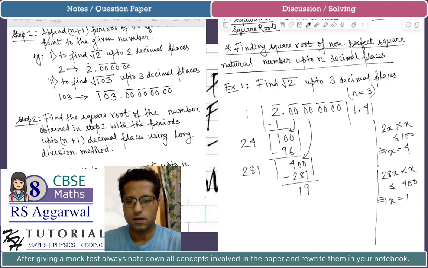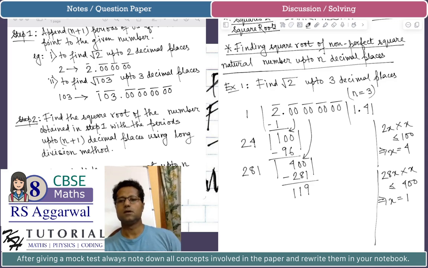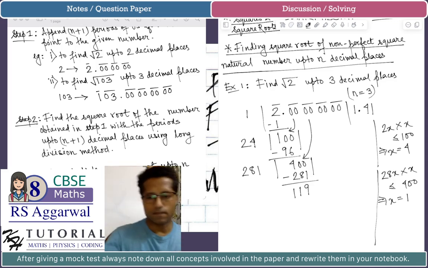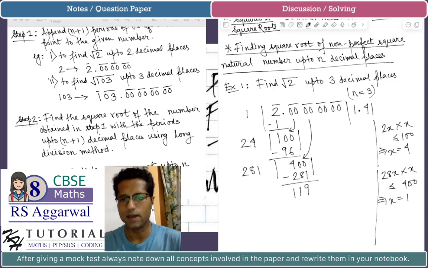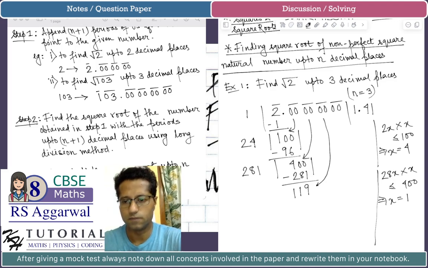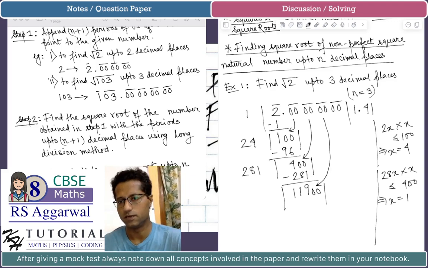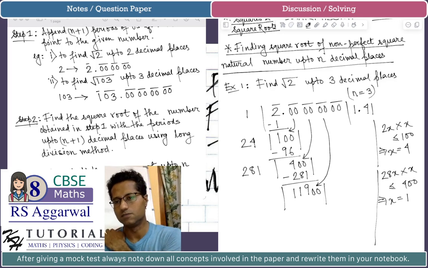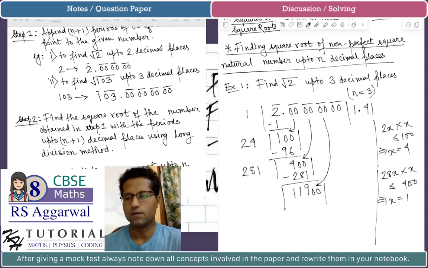1 and 1, 10. Okay, so we have 119, and then we bring down the next period of zeros, and the dividend becomes 11900. So we will again proceed with the long division. Now the partial divisor will be whatever the quotient is, ignoring the decimal point. It is 141. 141 multiplied by 2 is 282.